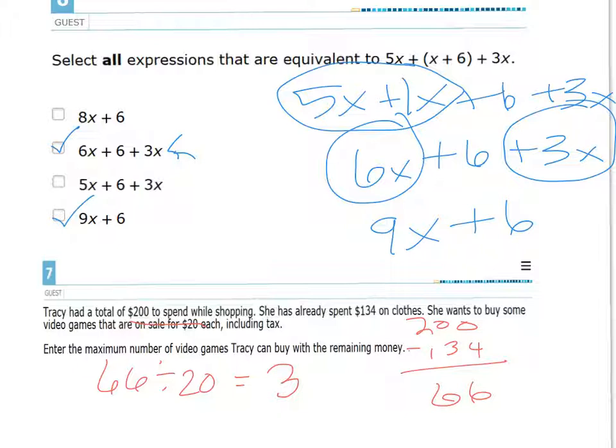It's a little bit over, but we know that we need to write the maximum number of video games, so we do need to round it to the nearest whole video game.